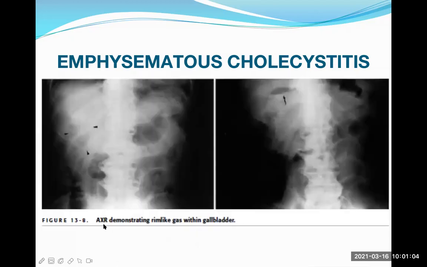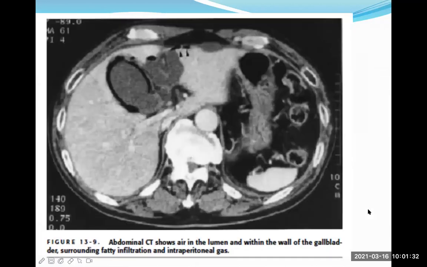So this is an abdominal X-ray, demonstrating rim-like gas within the gallbladder. See, this is the gallbladder area. We can have some gas collection here, shown by these arrows. Other gases are in so many other structures inside the abdomen. You all know that. This is the finding, a gas shadow, and all others are formed by the intestine. Now, this is a CT scan which shows the area of the gallbladder, here in the lumen and inside the wall of the gallbladder. Look at this bright, black appearance.